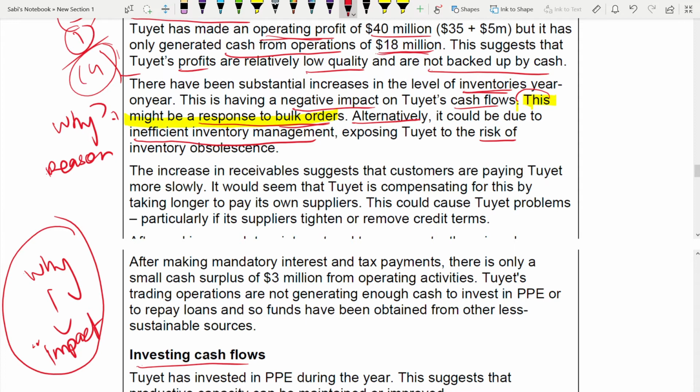So exposing the company, you have to mention the company also. Don't forget that, to the risk. So the impact is that there will be a risk of inventory obsolescence there. Too much of inventory.